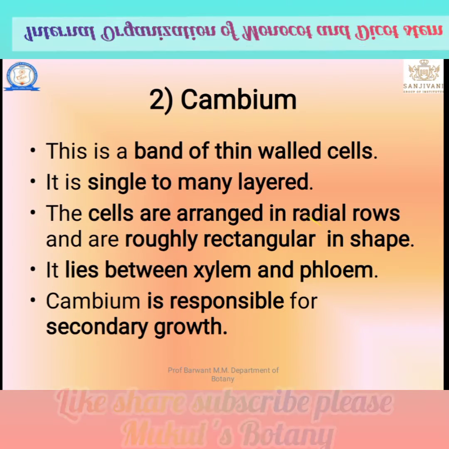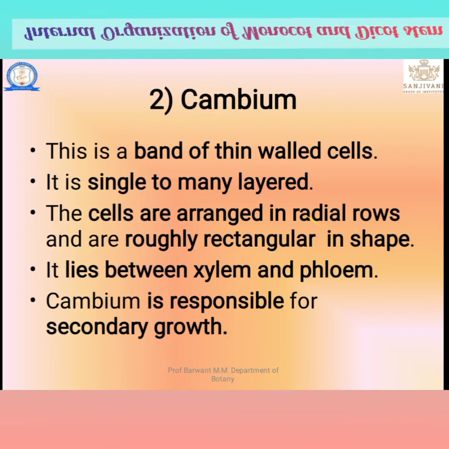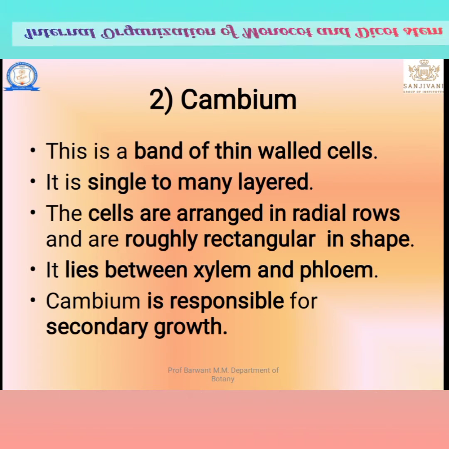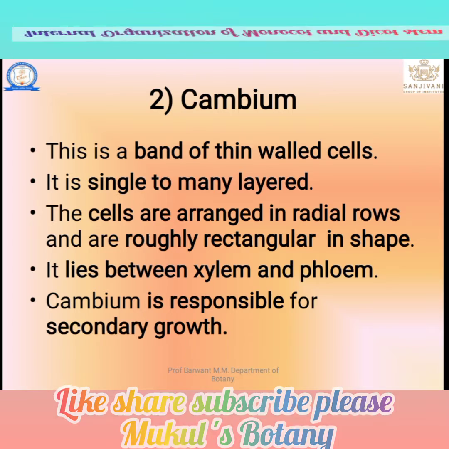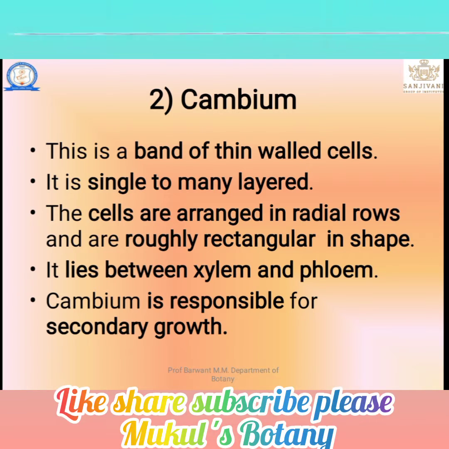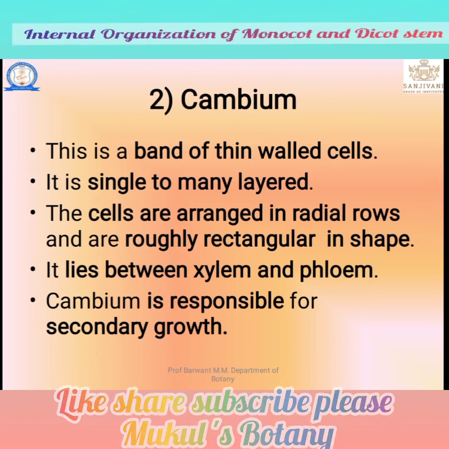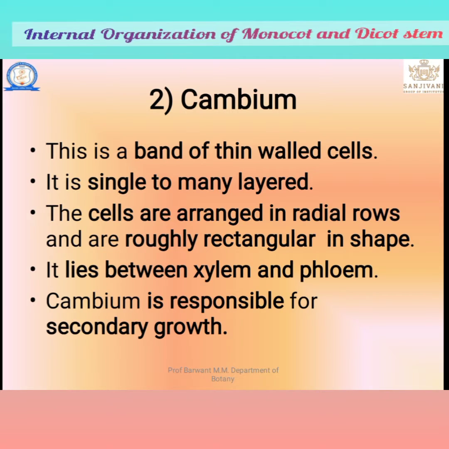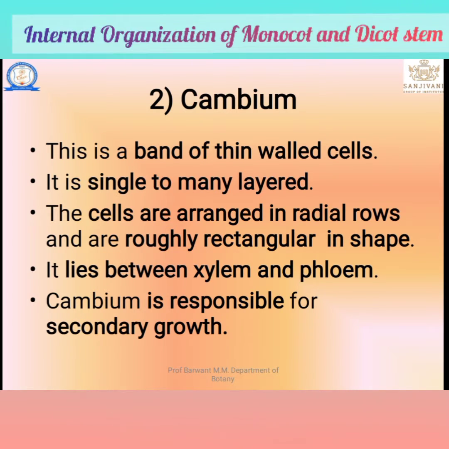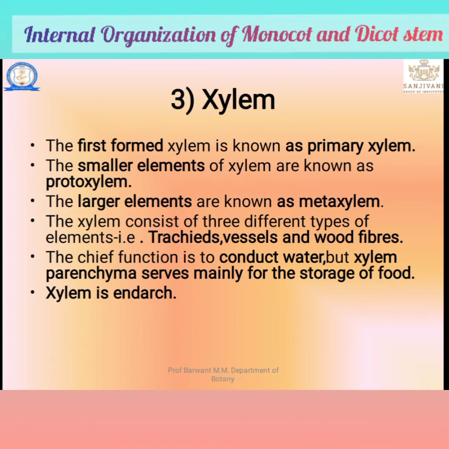Next, cambium. What is the cambium? Between the xylem and phloem, a meristematic layer of cells is developed. That is known as the cambium. It may be thin-walled cells, in a single to many layers. Cells are arranged radially, roughly rectangular in shape. It lies between xylem and phloem. Cambium is responsible for secondary growth. Those are some characteristics of the cambium. Next, xylem.